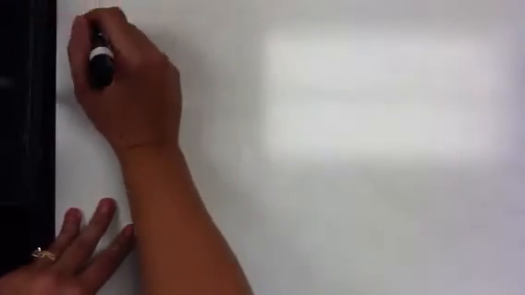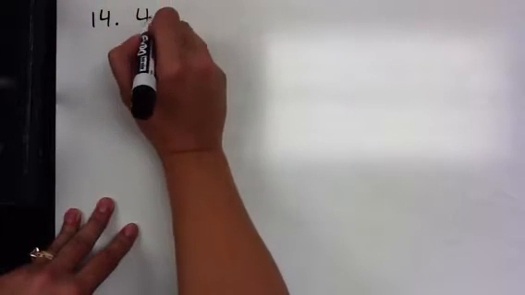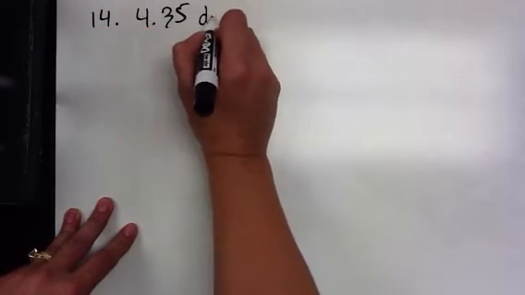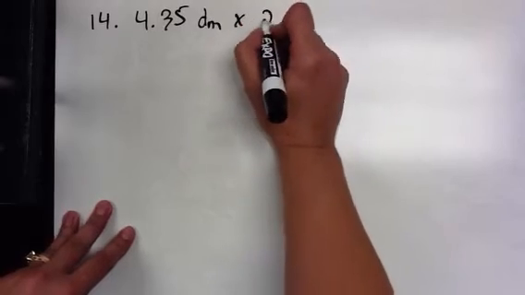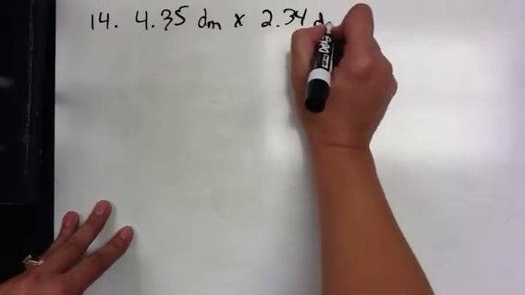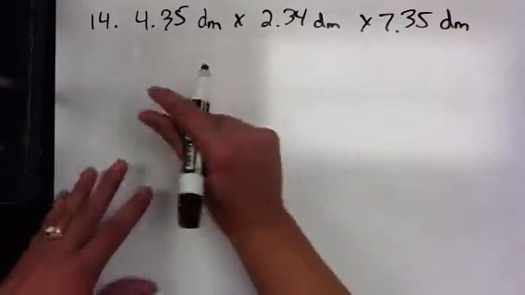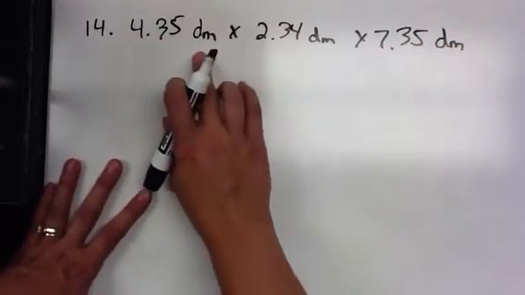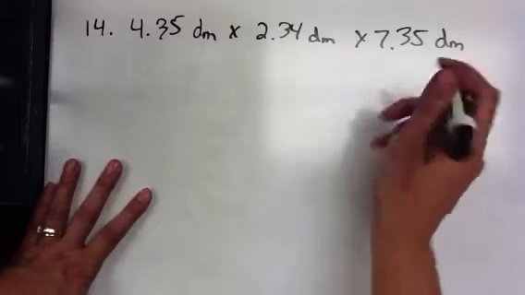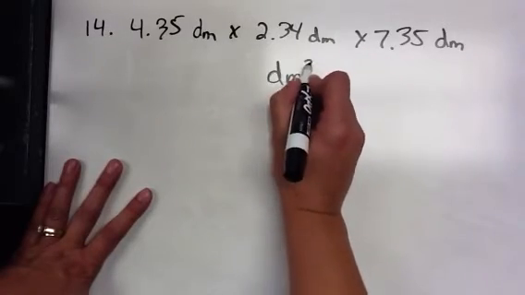So we're back with problem 14 is where we're going to start. Problem 14 says we have 4.35 decimeters times 2.34 decimeters times 7.35 decimeters. Okay, first of all, the first thing I'm going to look at is the labels. So decimeters times decimeters times decimeters is going to be decimeters cubed.